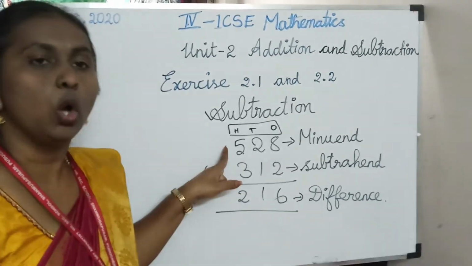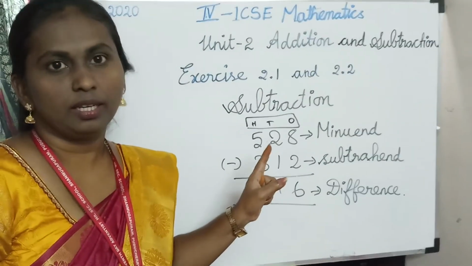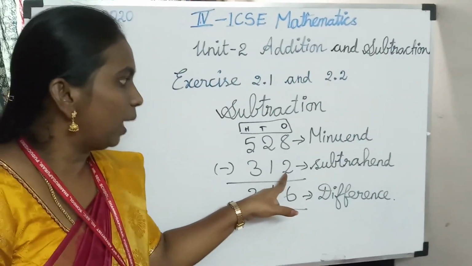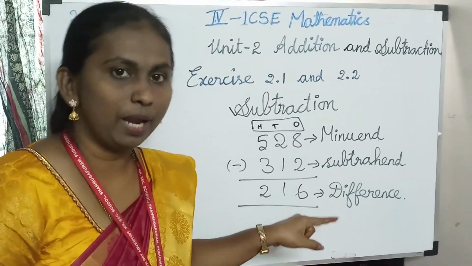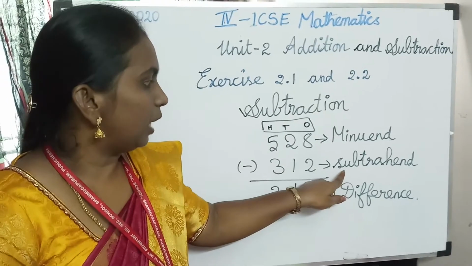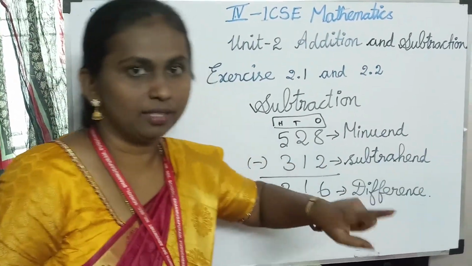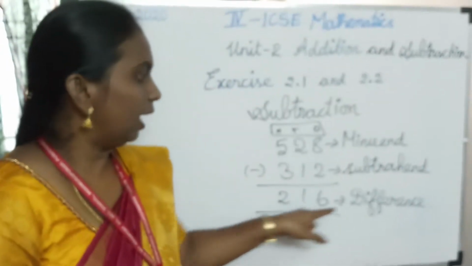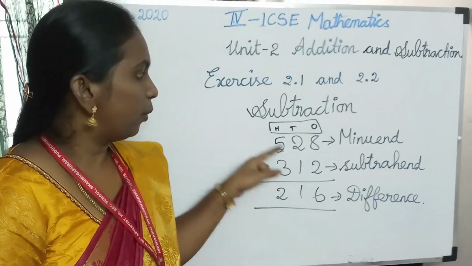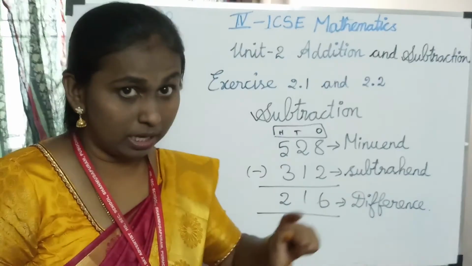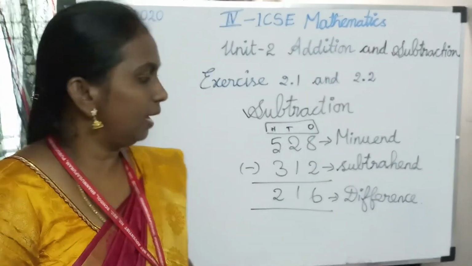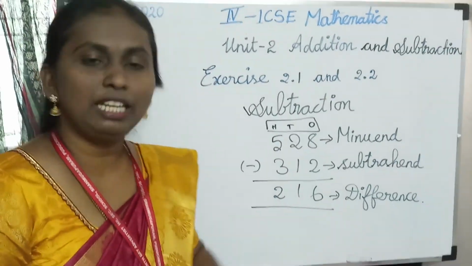This number we will call the minuend. This is the minuend. Next one is 312, which we are going to subtract. That number we will name the subtrahend. Then the answer we get is called the difference. So we take a minuend, which is the biggest number, and the subtrahend, which is going to be subtracted, and the answer will be the difference.